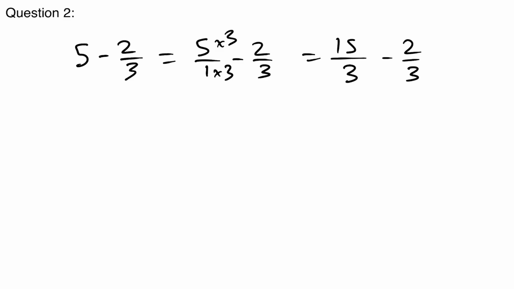And so now that we have two common denominators, we can simply subtract the numerators. So 15 minus 2 is going to be equal to 13 over 3. And now we have an improper fraction, and we want to convert it to a mixed number. So 13 divided by 3, or how many times does 3 go into 13? Well, the answer is 4. And then we're going to have a remainder of 1, as 13 minus 12 is 1, and our denominator stays 3. So our final answer here is going to be 4 1/3.